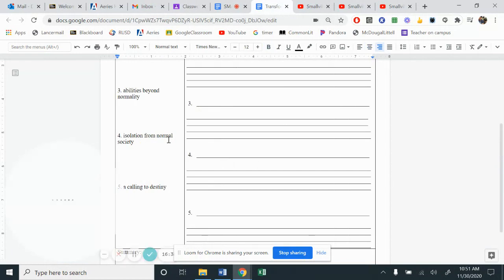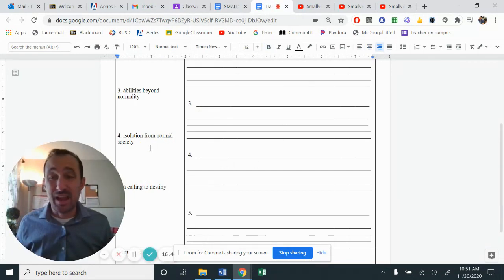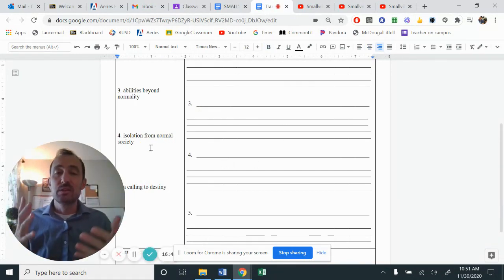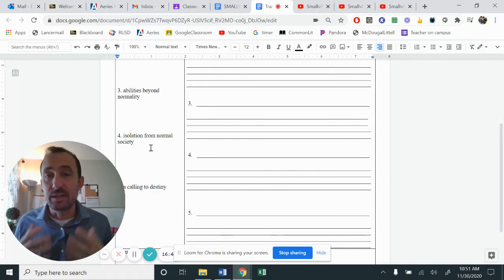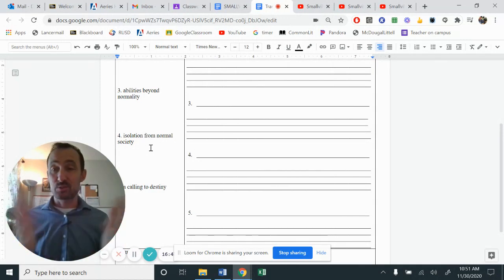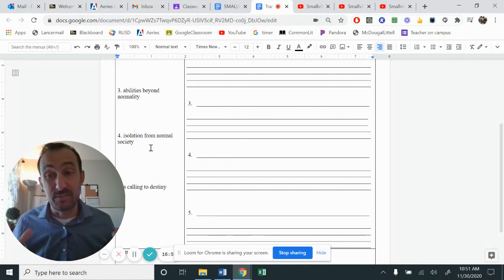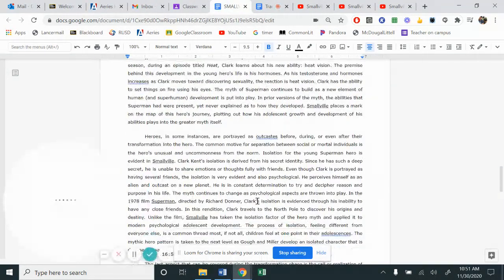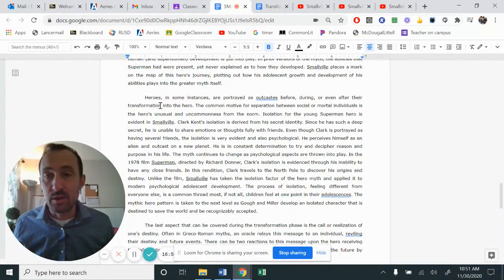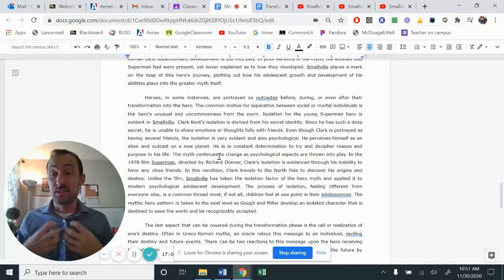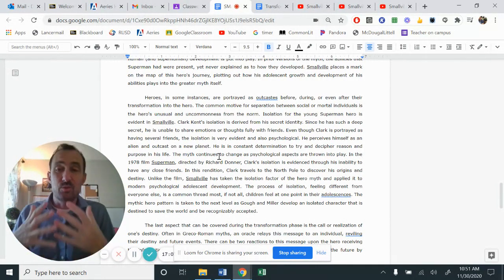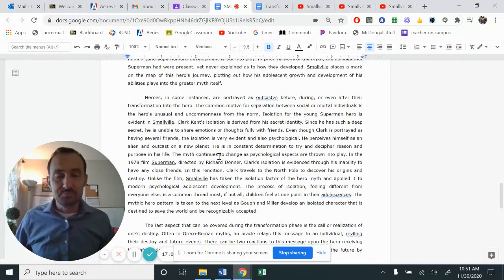The next component is this isolation from society. They feel isolated. They feel out of the norm. They feel like they don't connect with anyone. Even though they may be surrounded by people, they may still feel different. Batman definitely always kind of feels like an outcast. In here, it talks about how they feel like an outcast during the transformation. Clark's isolation is derived from his secret identity. He has to keep things a secret, therefore he can't share everything, so it kind of keeps him withheld.